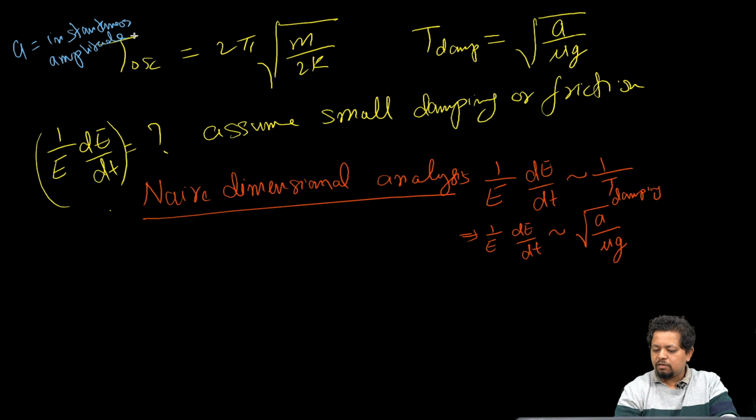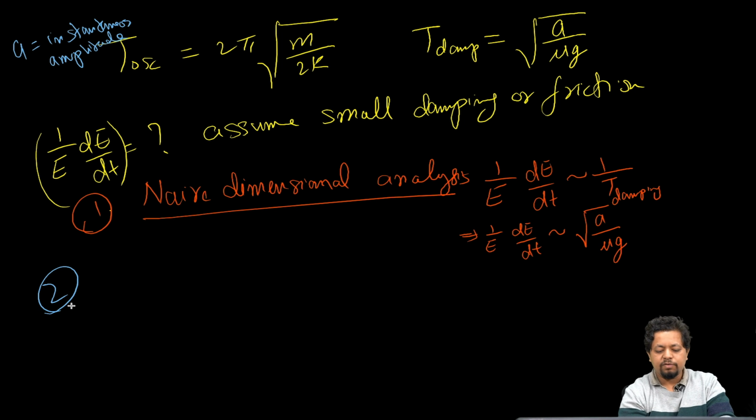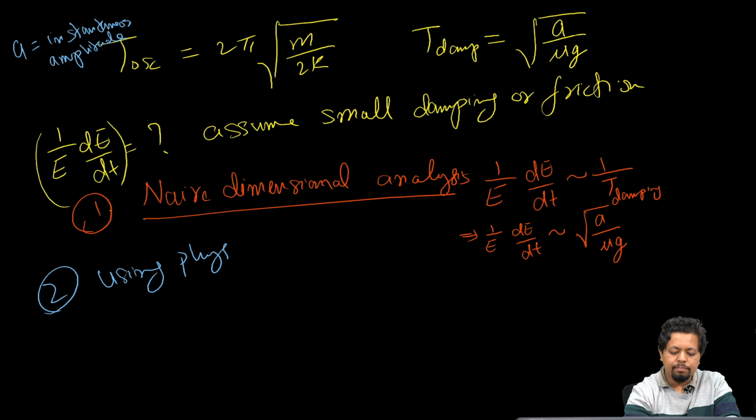So this gives me that 1 over E dE/dt is proportional to the square root of A. Let's take another approach. This was approach number 1. Let's take another approach where we'll use some physical input, using the physics of damping.